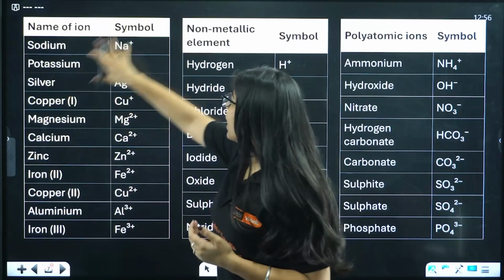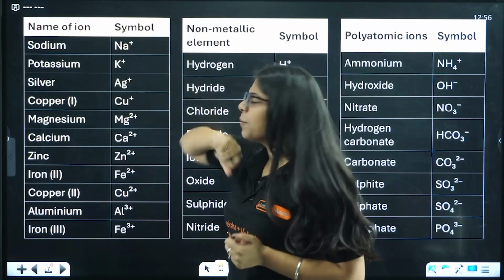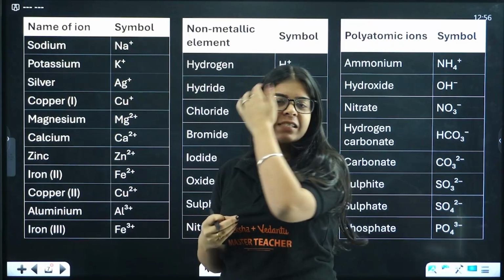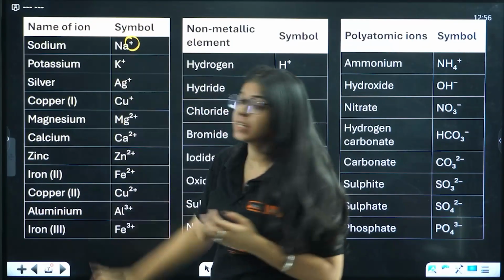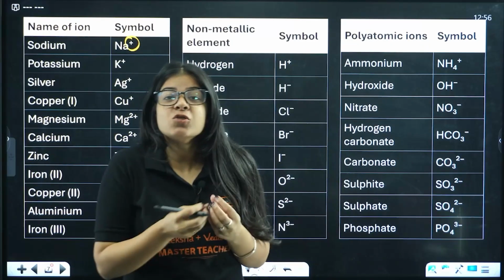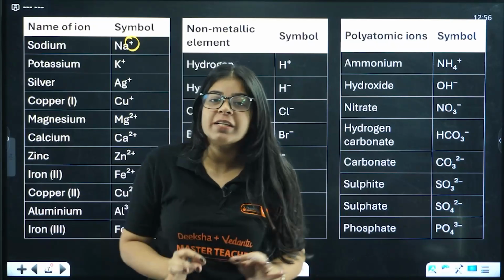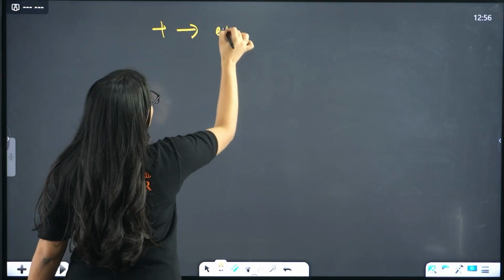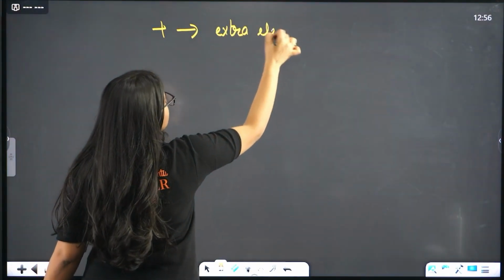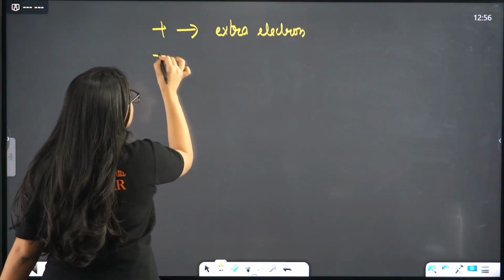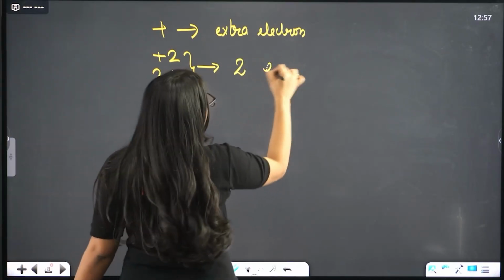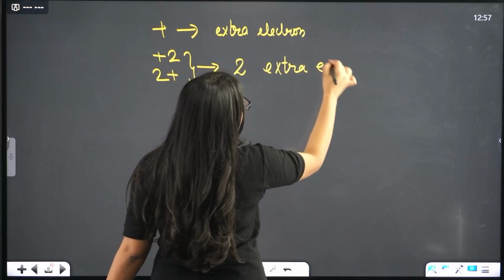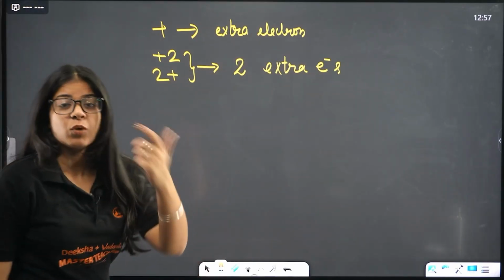So with sodium we have Na positive, potassium K positive. But what is this positive on these symbols? This positive here means that sodium has one extra electron. Positive means the sodium or any element has an extra electron. And similarly, if there is +2 or 2 plus, both of these mean that it has 2 extra electrons, right? Now similarly, what does negative mean?